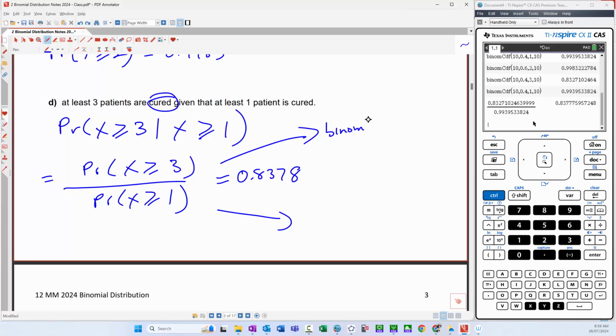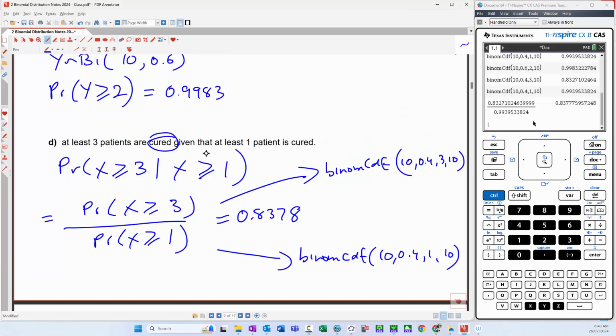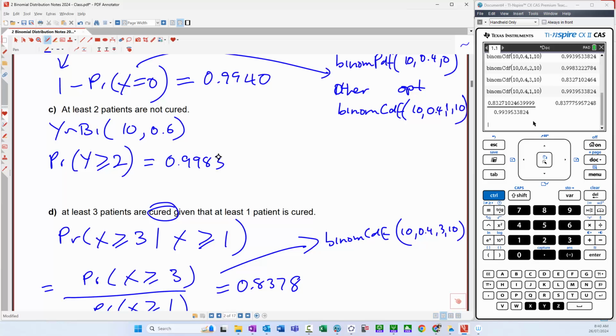Binom CDF, what was it? 10, 0.4, 3, 10, and this one was 1, 10. And this one was binom CDF 10, 0.6. What do we do? 2, 10, wasn't it? Yeah.